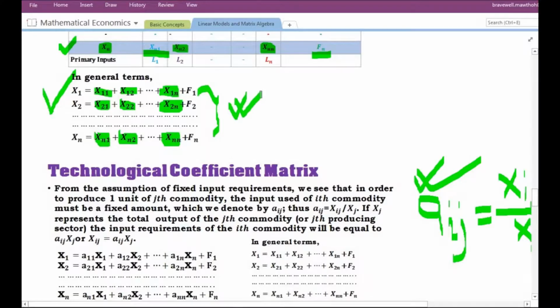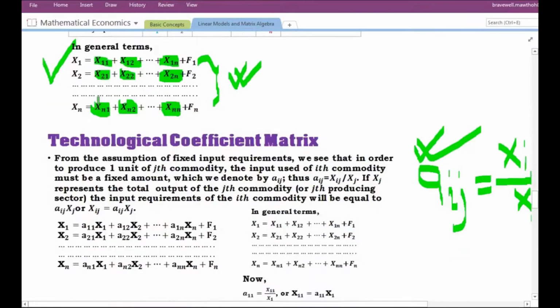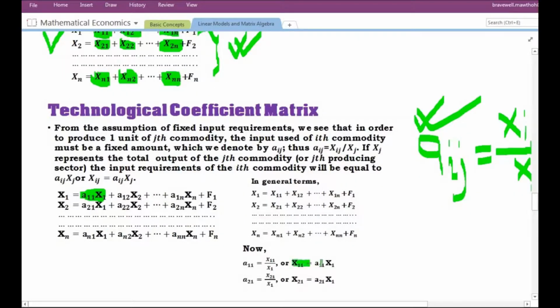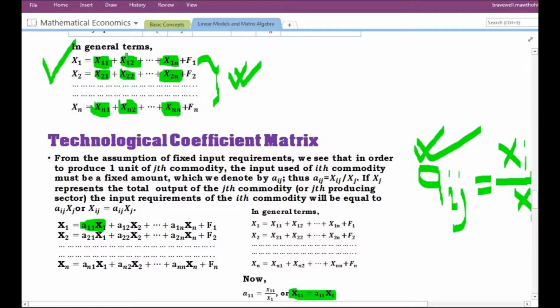Now in all the n equations, wherever Xij is there, that is X11, X12, X21, Xn1, Xn2, Xnn, we are going to substitute it by Aij. Let us do it for the first equation. In place of X11, we substitute A11 X1, since X11 is equal to A11 times X1. In the same manner, for the second term X12, we substitute A12 X2, since X12 is equal to A12 times X2.